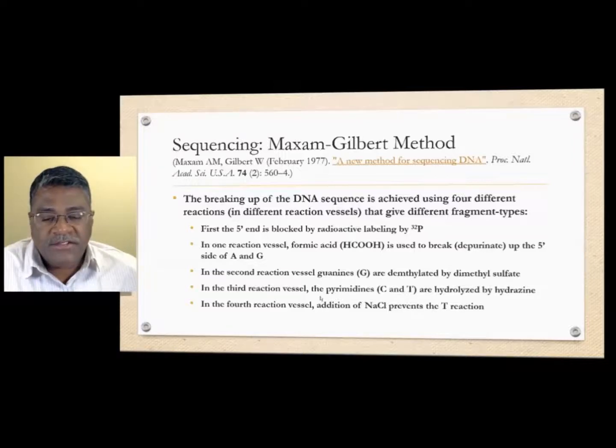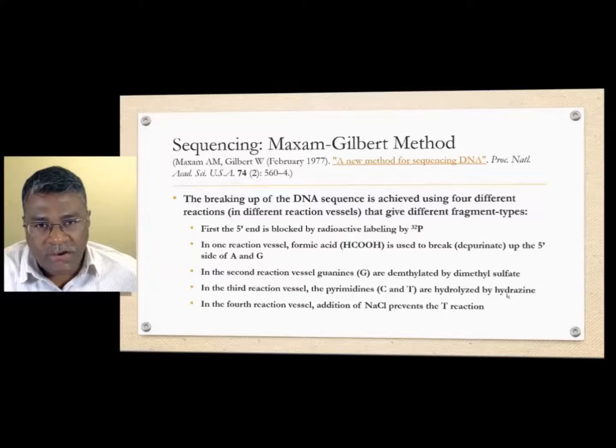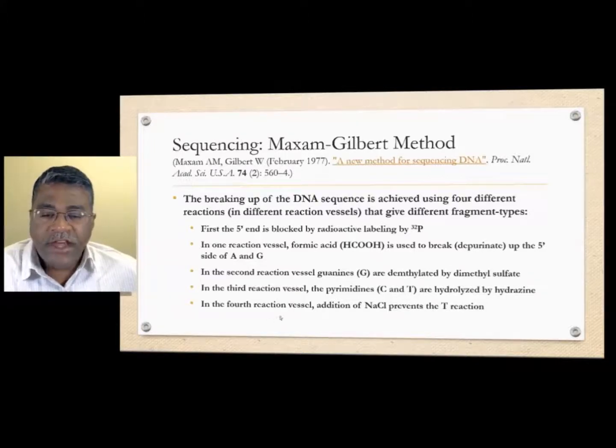In the third reaction vessel, the pyrimidines C and T are hydrolyzed using hydrazine. Okay, and we'll see what that reaction is, and we'll see exactly what hydrazine looks like. And in the fourth reaction vessel, the addition of sodium chloride prevents the thymine from reacting.